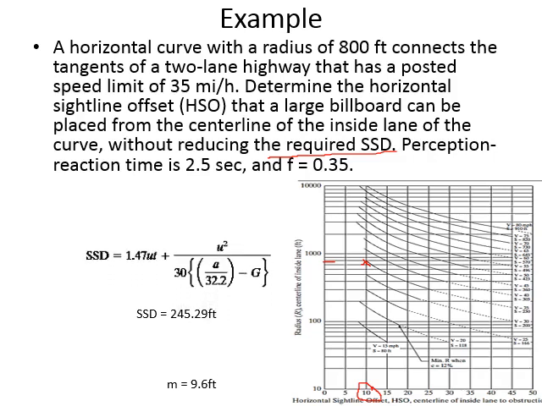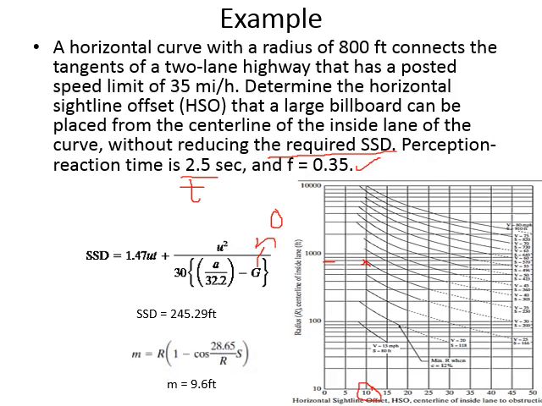If you want to use the equations, then first of all find out the stopping sight distance using the equation. Here the gradient is not given, so I will take it as 0. The speed is 35 miles per hour, and instead of doing a upon 32.2, you can directly put the value of f, which is 0.35, and the speed is given. Perception reaction time is 2.5 here. So you find out the value of stopping sight distance from here, which comes up to be 245.29 feet.